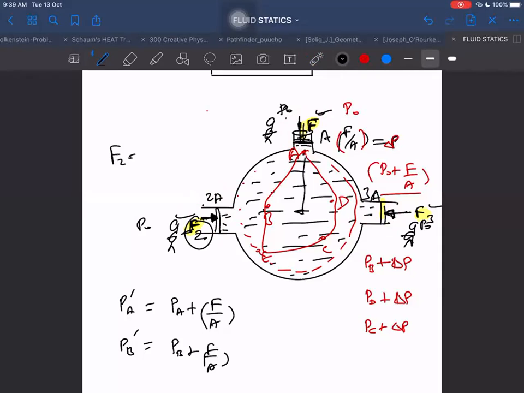F2 applied should become equal to the extra pressure multiplied by the area. What is the area on the second side? On the second side, the area is 2A. Then what was P? P was equal to F by A. So F by A into 2A. Then what force should this person apply now? 2F, 2 times F, to stop the water from flowing out. Similarly, what force should the third person apply now? Yes, 3F. Understood?